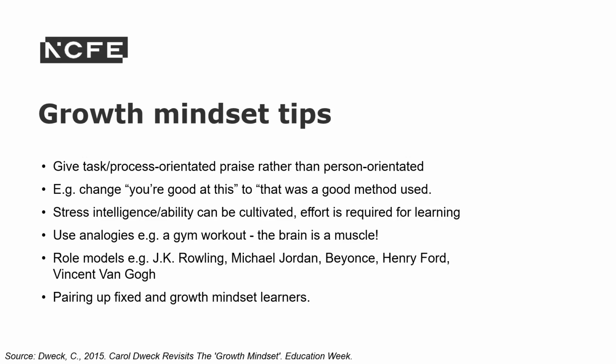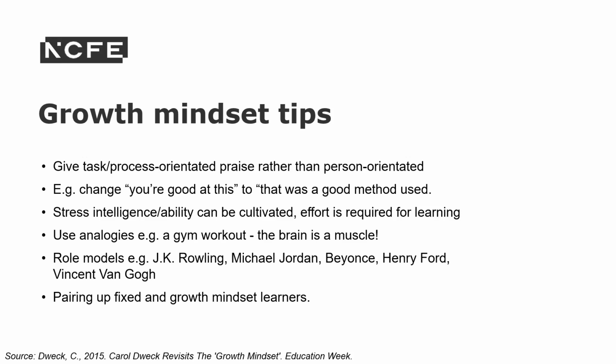The second key tip is to stress to your learners that intelligence can be built on and improved and grow, and that effort is needed for learning to happen. So intelligence isn't fixed, and some ways of doing this can be to use analogies. So for example, use the idea of a gym workout where you can go to the gym and work the muscles and then they grow. And the brain is similar, so the more you use it, the more it will grow and improve.